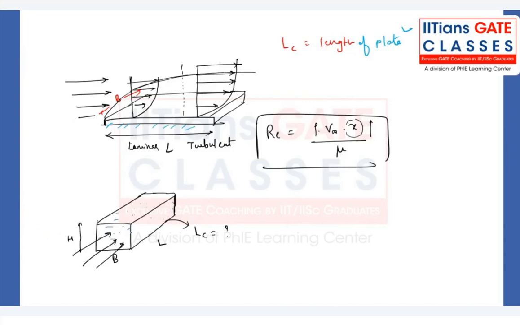Tell me guys. Once again, when the flow is happening, between the top and bottom plates there will definitely be some velocity variations along the height. So Lc will be H over here.